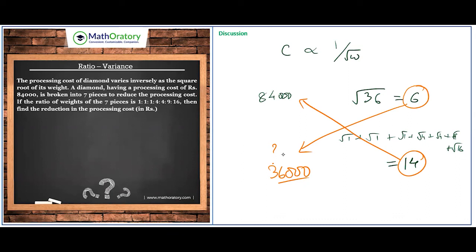But we are not looking for the final processing cost. We are looking for the reduction in the processing cost. That would be the difference of these two numbers, which is 48,000. So the answer to this question is rupees 48,000. I hope this is clear.